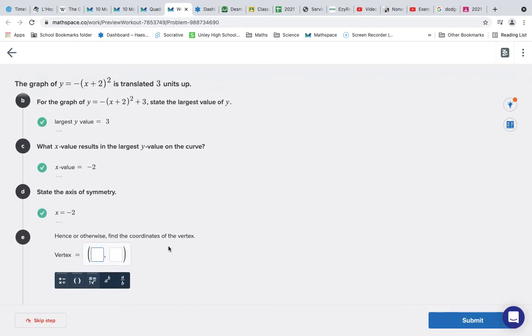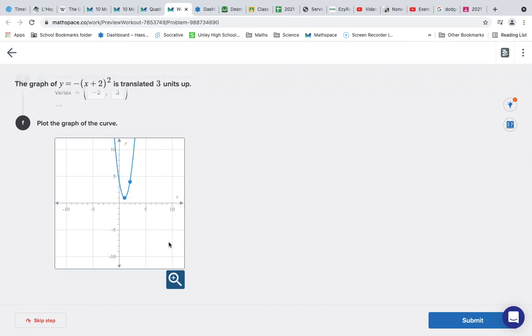This is really the same question again. I've already found these numbers, minus 2, 3. What's the vertex? In this case, the vertex gives us a maximum as opposed to a minimum if the shape was the other way around. And we need to sketch, so we're starting our sketch from that turning point, minus 2, 3.